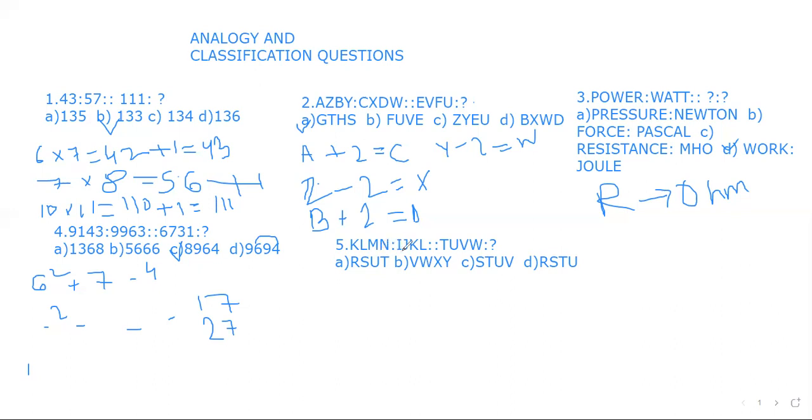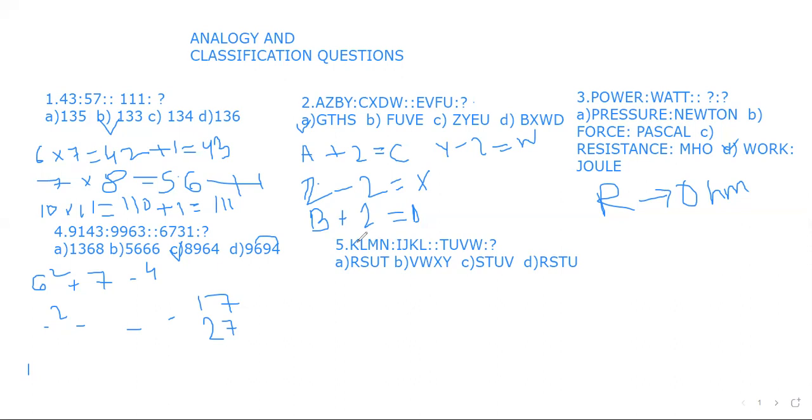KLMN is to IJKL. Double is to TUVW is to question mark. Let's see. Again, let me see these first two terms. This works many times. K and I, L and J, M and K, N and L. If you see these two, it is going backward. I, J, K, L means what?